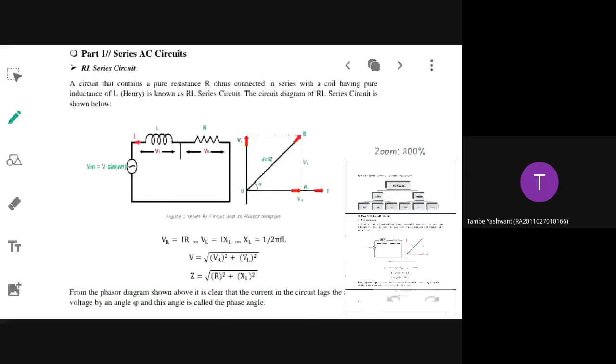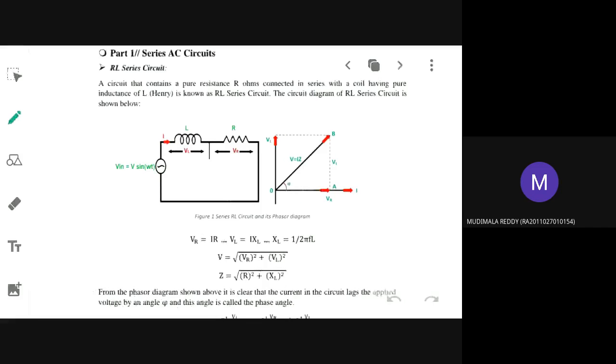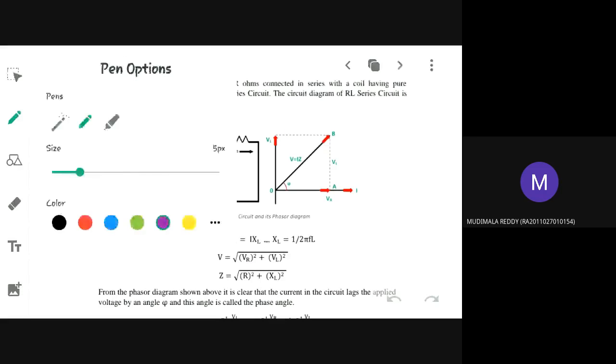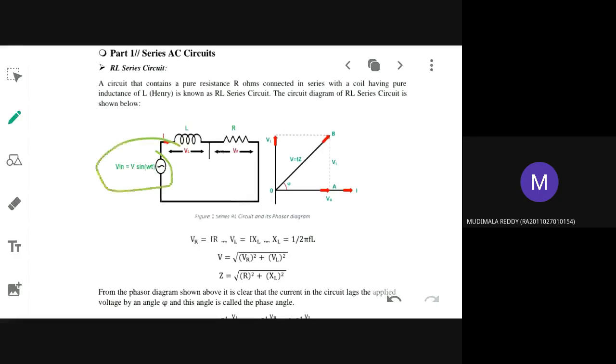What circuit is this? RL circuit. So for this RL circuit also you have to do some derivation. You have to draw the phasor diagram. Based upon this, problems will come. Now again, what type of supply are you giving to this? What is the nature of the supply? AC voltage. Okay, single phase AC. V is equal to Vm sin omega t you are giving.